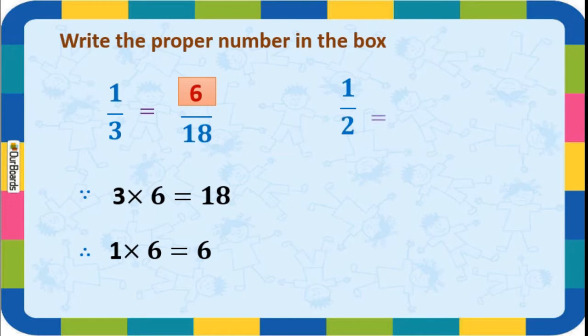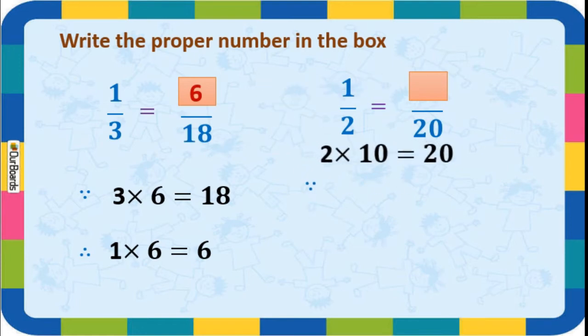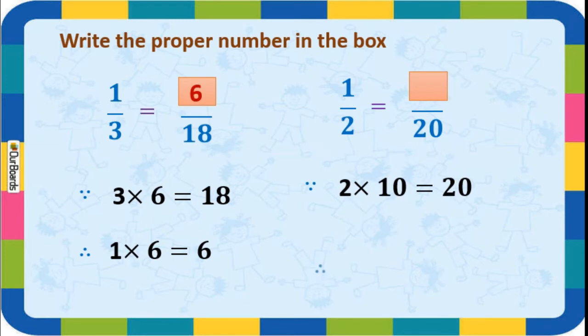One more sum we will take. 1 upon 2 is equal to dash upon 20. See, now again here, 20 means 2 tens are 20, correct? When we multiply 2 by 10, we get 20. So we have to multiply the same number to the numerator also, isn't it? See here, 2 tens are 20. So we have to multiply the numerator by 10. So the answer is 10 upon 20. Got this?